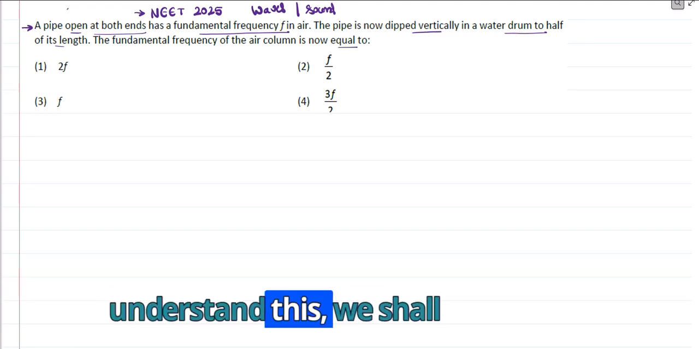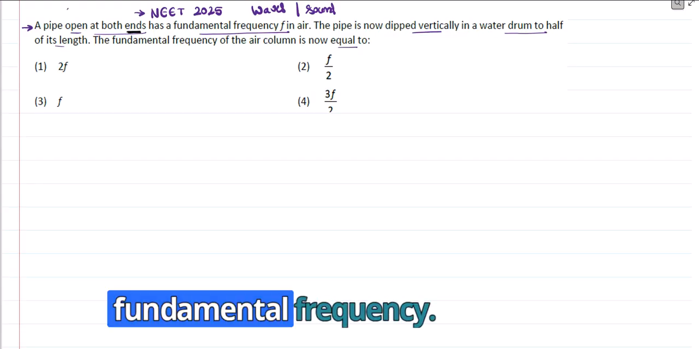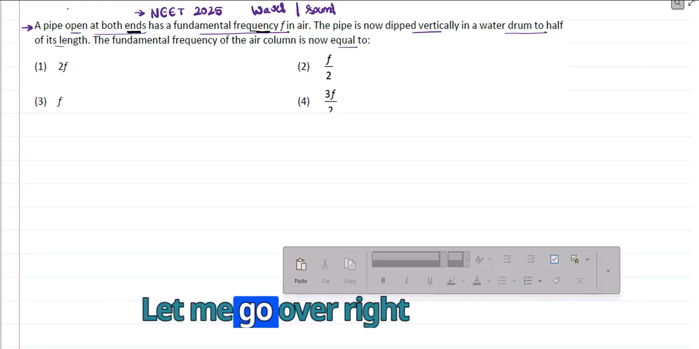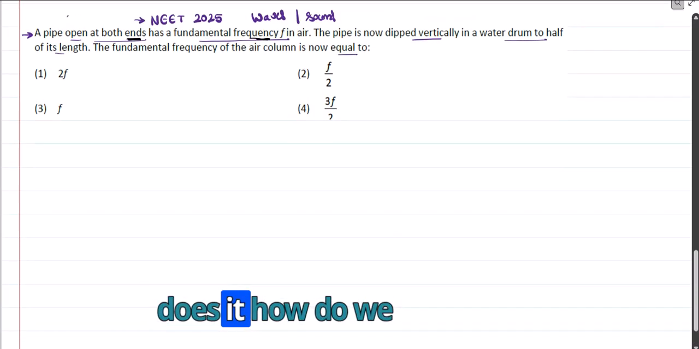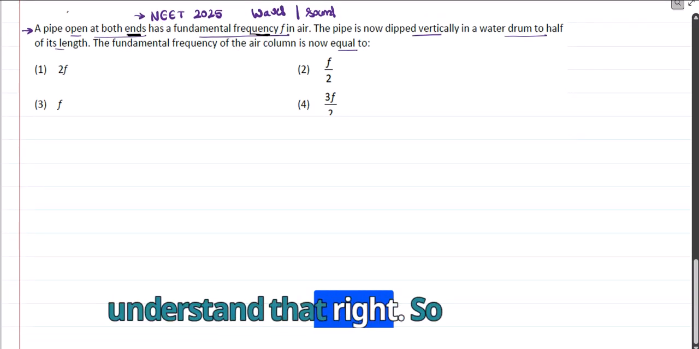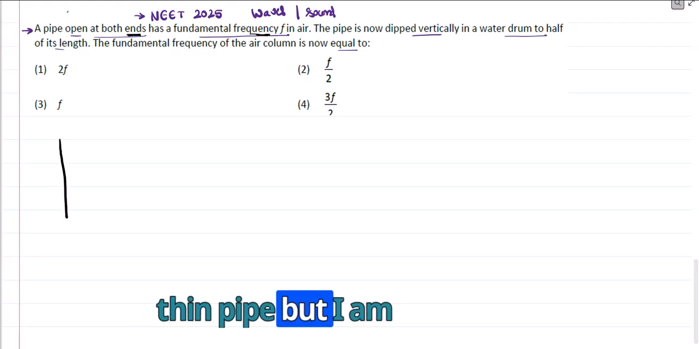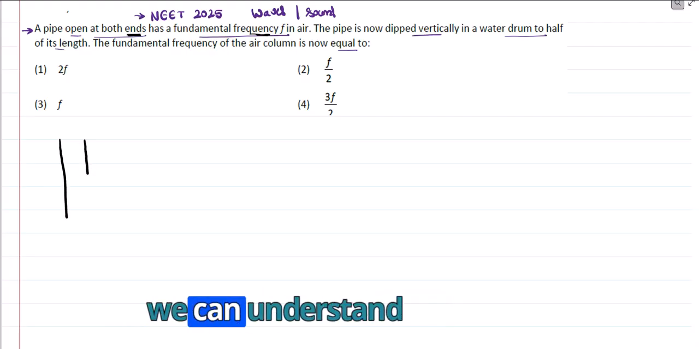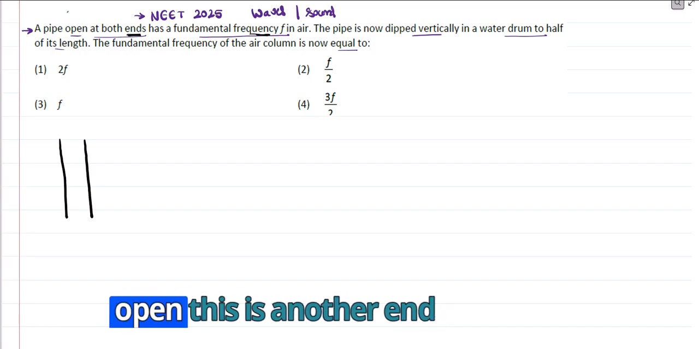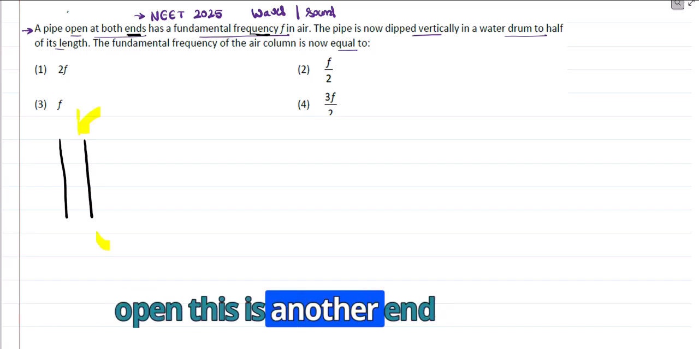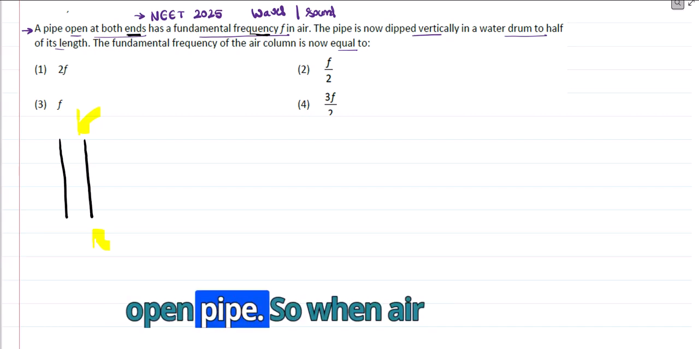So to understand this, we shall know what we mean by a pipe open at both ends and what its fundamental frequency is. Let me go right from the basics and explain how we understand that, right? So let us consider a pipe. A pipe is supposed to be thin, but I am drawing a big one so that we can understand easily. See, this is one end open. This is another end open. This kind of pipe is called an open pipe.